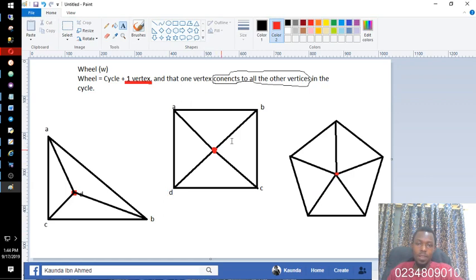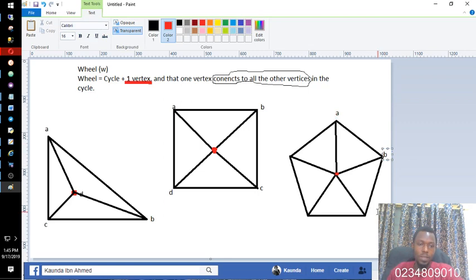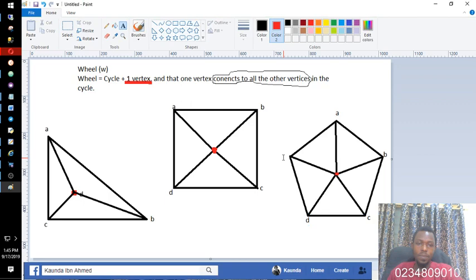We have A, B, C, D, and then E. So this is the additional one we introduce. This is E.